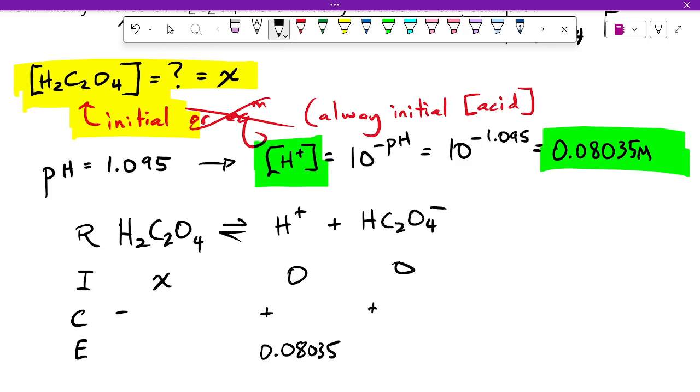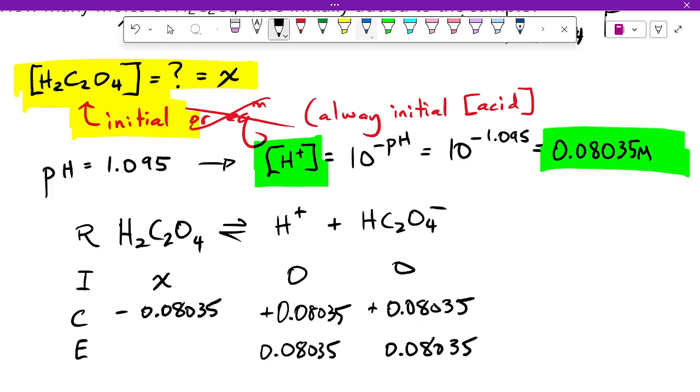And that lets us say that our change in hydrogen is plus 0.08035. And if that change is 0.08035, then all the other changes are also 0.08035. Whew. We're just doing a 500 milliliters later.